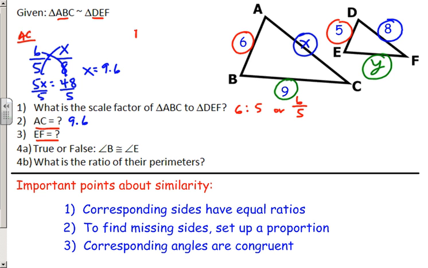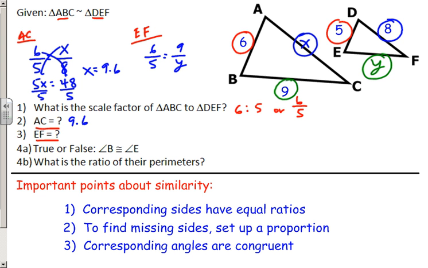So if I'm looking for EF, we're going to say 6 is to 5, just like we did in the last one, just as 9 is to Y. Remember, you always have to set up the proportion so that if I go big to small with my first ratio, I go big to small with my second ratio. That's why I went 6 to 5 and then came back and went 9 to Y.